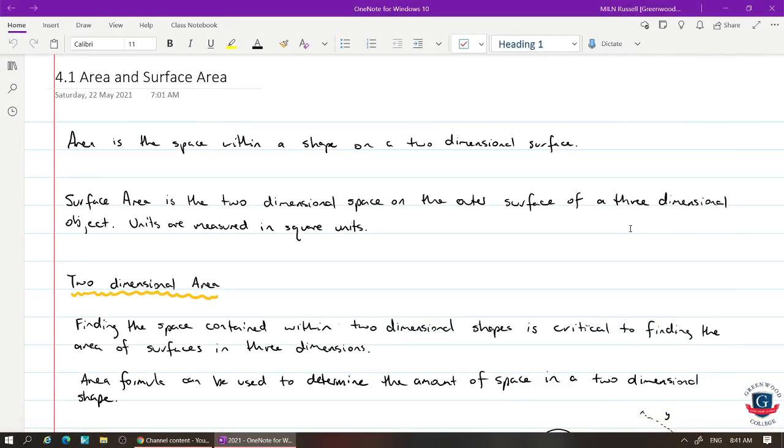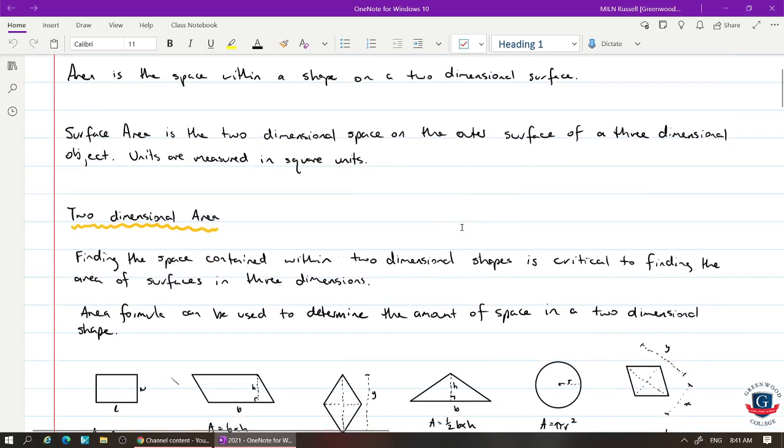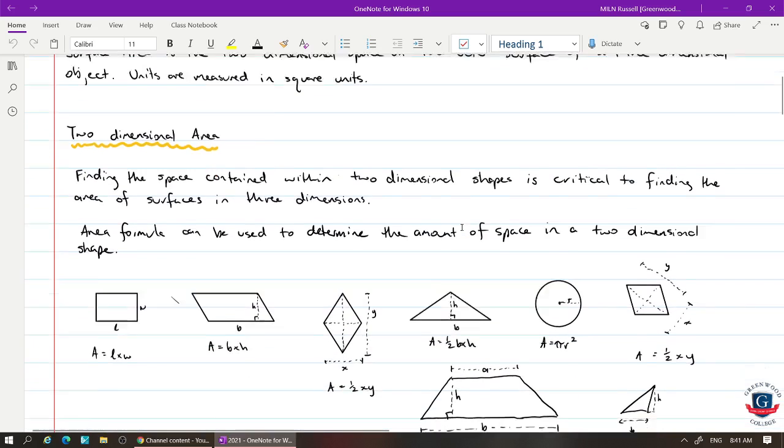Hi everybody, let's have a quick look at area and surface area as a bit of revision. To start with, area is the space within a shape on a two-dimensional surface, and the surface area is the two-dimensional space on the outer surface of a three-dimensional shape. In both cases, units are measured in square units. If that doesn't make sense right now, it's not really too much of a problem because we're going to go through it in detail through some examples.